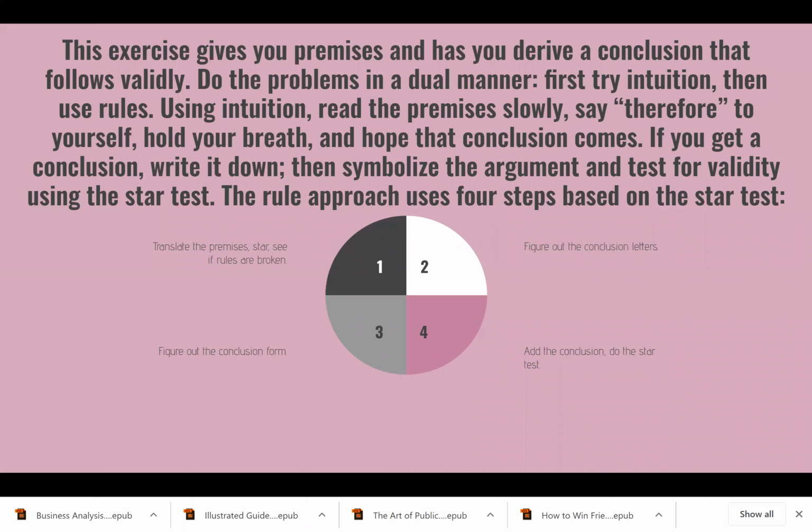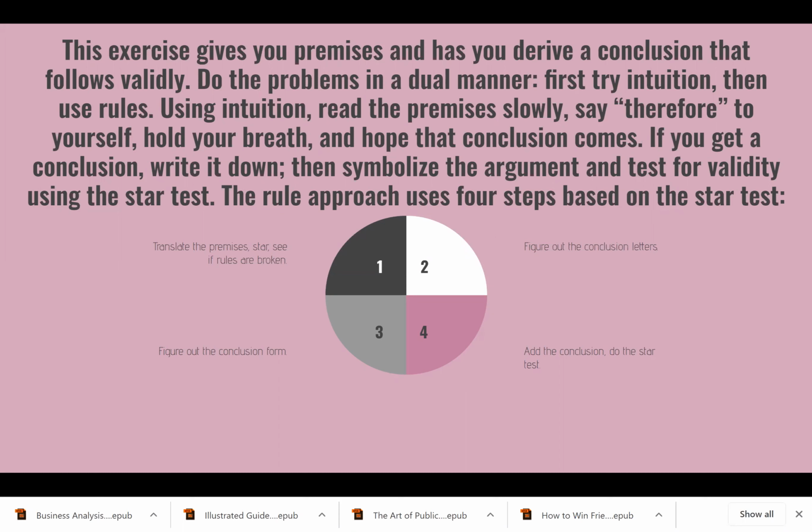Do the problems in a dual manner. First try intuition, then use rules. Using intuition, read the premises slowly, say therefore to yourself, hold your breath, and hope that a conclusion comes. If you get a conclusion, write it down. Then symbolize the argument and test for validity using the STAR test.